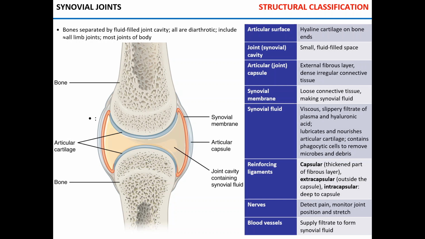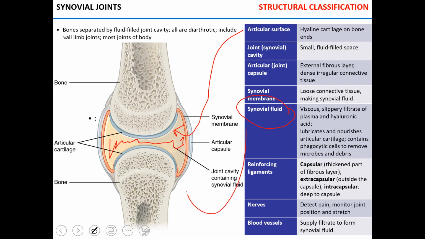So let's talk about parts of the synovial joint. Articular surface, covered with hyaline cartilage. Joint cavity or synovial cavity. So that beige is the synovial fluid that fills the synovial cavity. The articular capsule can be seen here. It's the fibrous layer that encloses the joint.